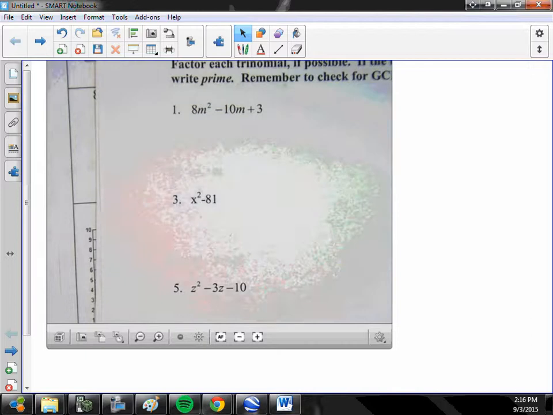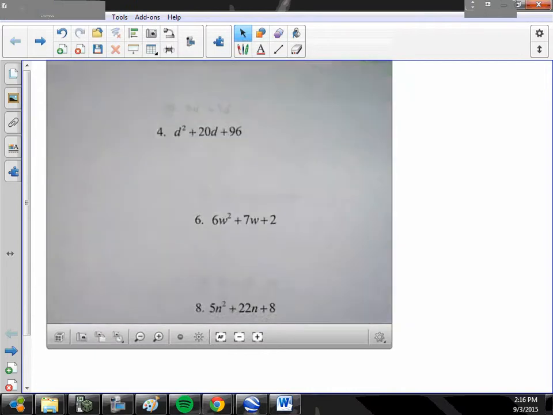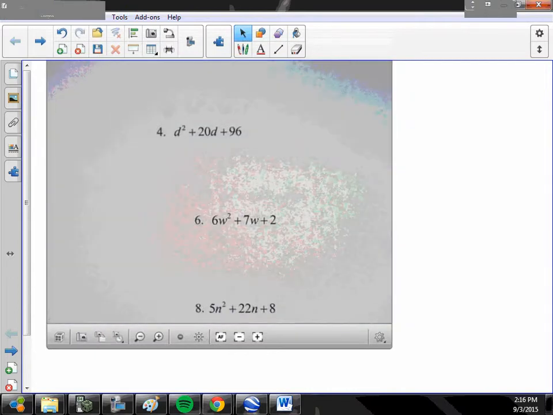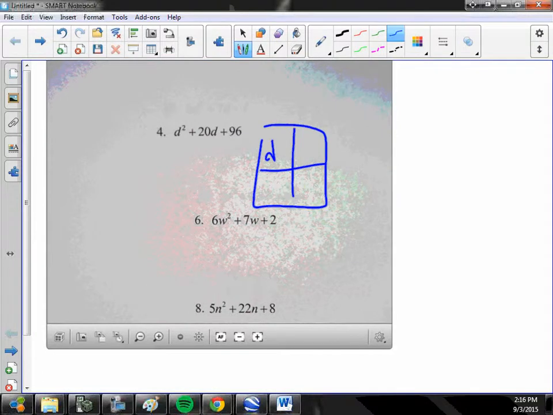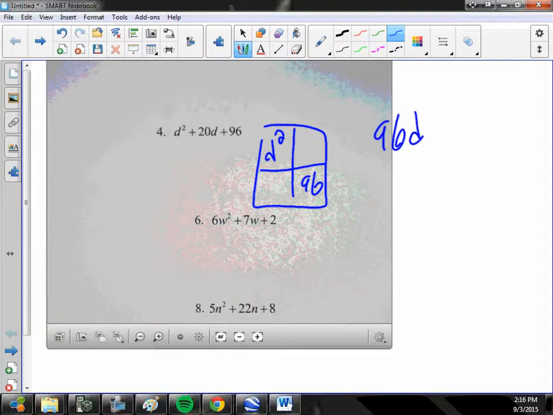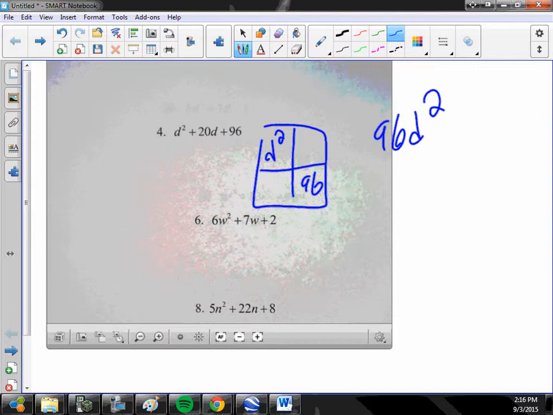This is entirely review, but we'll go over a couple questions just to make sure you remember how to do it. I'd actually like to start with number 4. So write the box, d squared and 96, 96d squared. If I multiply those two together, are there factors of 96 that add to be 20?